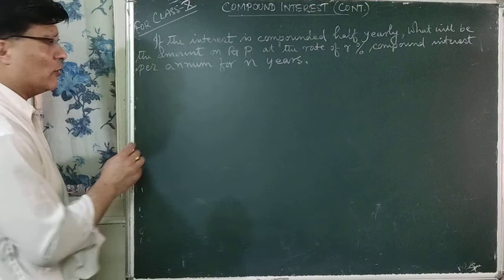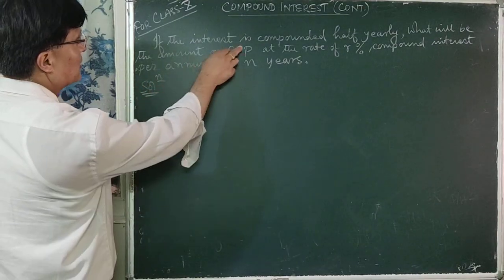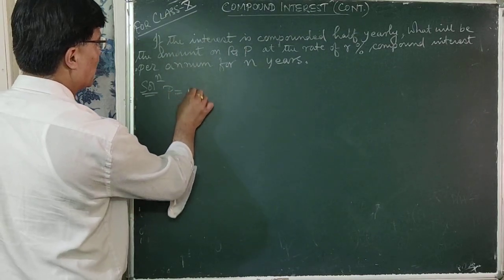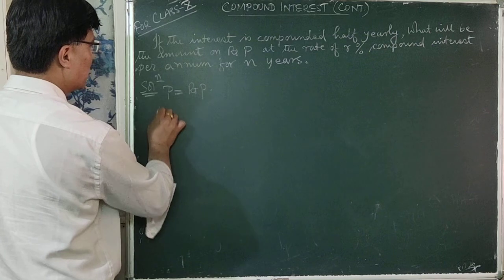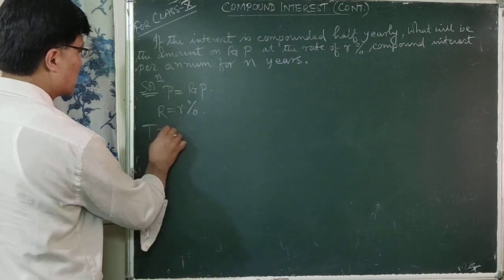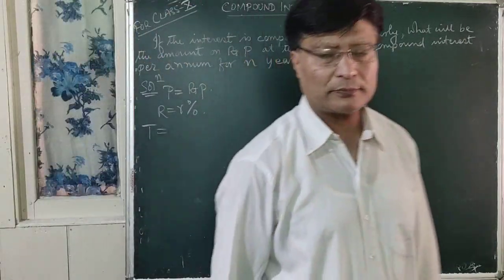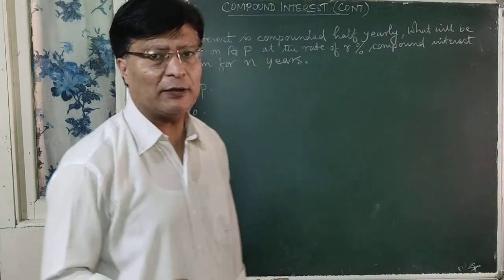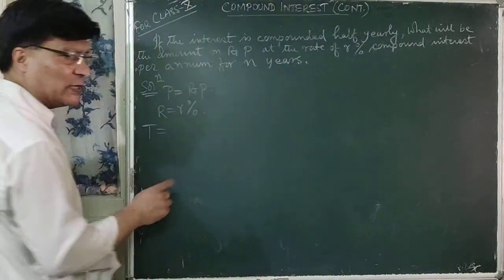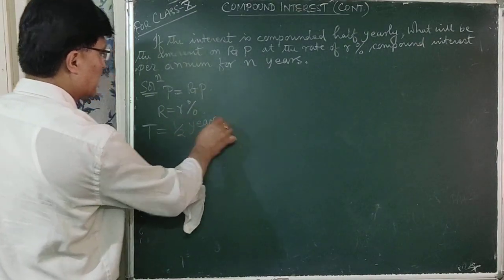Now how can we calculate the amount? Now let us do the solution. In this case, this is the principal, capital P is equal to small p. What is the rate of interest? R is equal to small r%. What is the time here? Compounded half yearly. That is, compounded half yearly means how many months? 6 months, isn't it? 6 months means how many year? Half year. So this is half year.